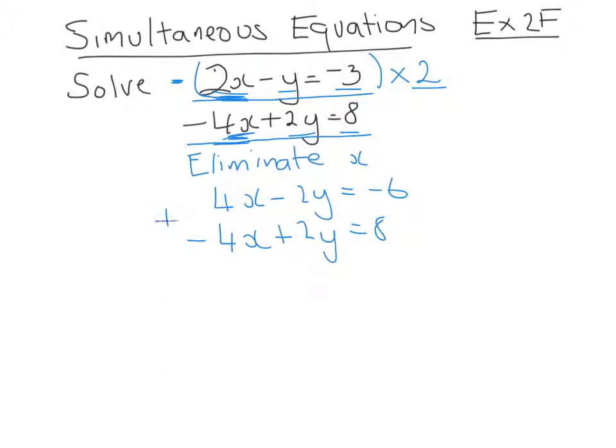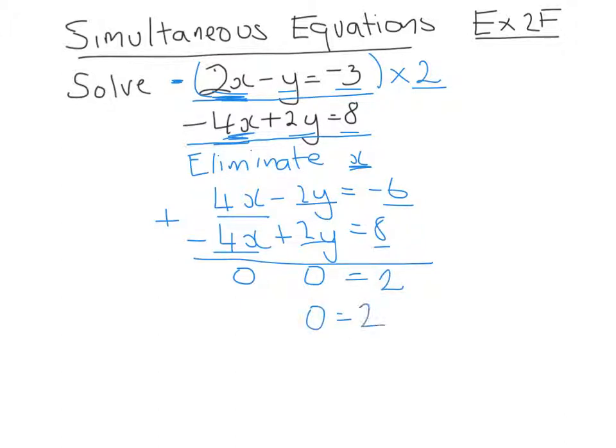Now when I add these two together, 4x and minus 4x will be 0, so I've done what I said, I'll eliminate the x, but then minus 2y plus 2y also cancels out, so I get 0. And then if I add these two together, minus 6 plus 8 is equal to 2. Well, wait a minute, I've ended up with a statement that 0 is equal to 2. Well, that can't be true. This is a bit of nonsense.